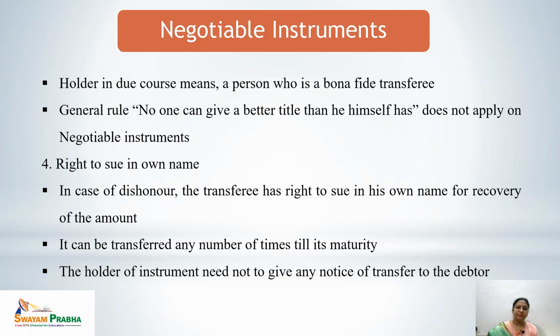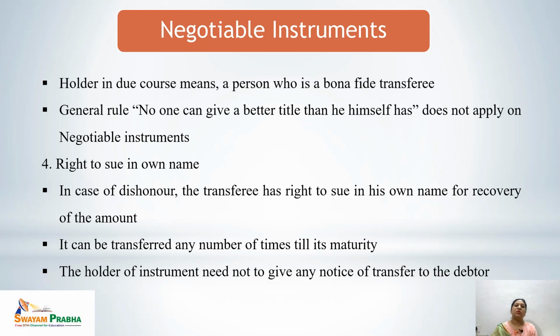That means in some cases, if the transferor has the defective title of the ownership of the goods, the holder in due course will definitely have the true title. Now, what is the meaning of holder in due course? Holder in due course means a person who is a bona fide transferee. That means the person who has received the negotiable instrument in good faith, and he would have the true title of the negotiable instrument.